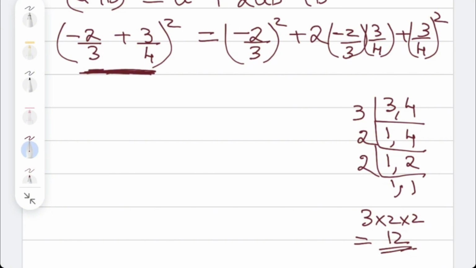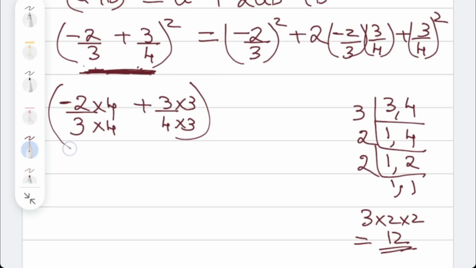This is a simple thing which we already have learnt in previous classes. Now this is our LCM, so we have to make both the denominators as 12. So what do we do? Minus 2 divided by 3 into 4 into 4, and then plus 3 divided by 4 into 3 into 3, because we have to make the denominators same.